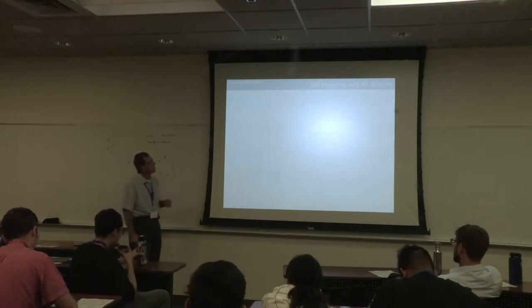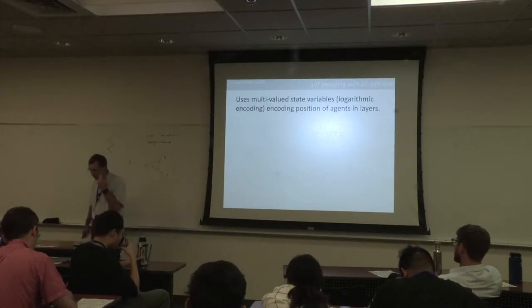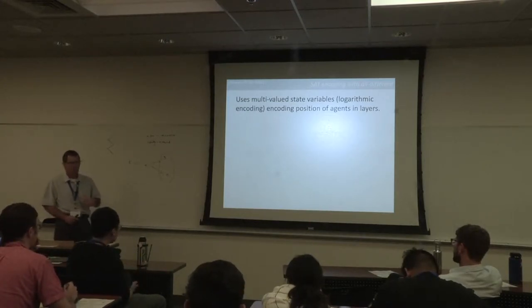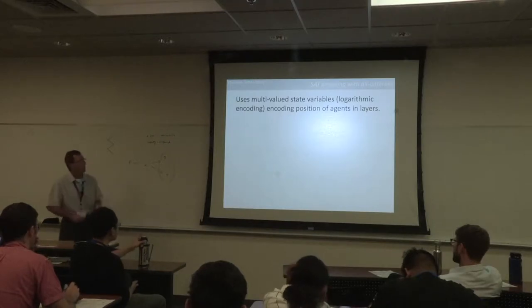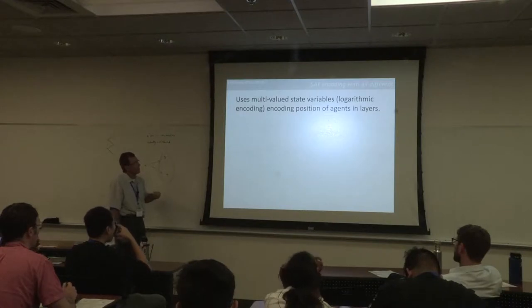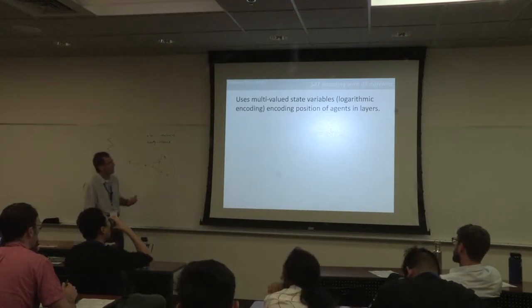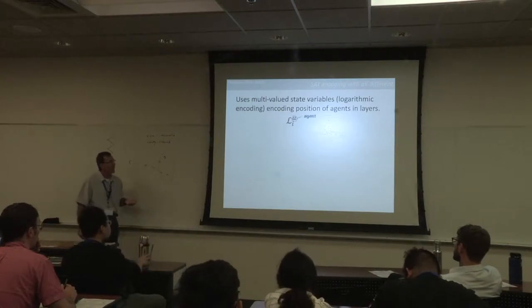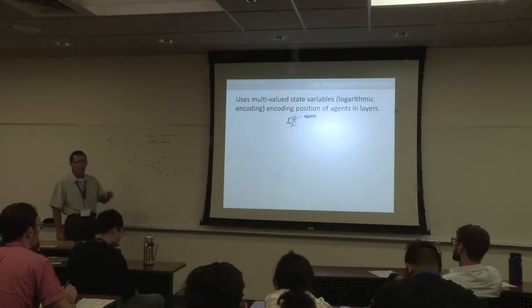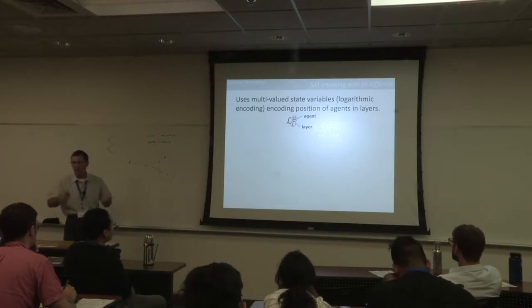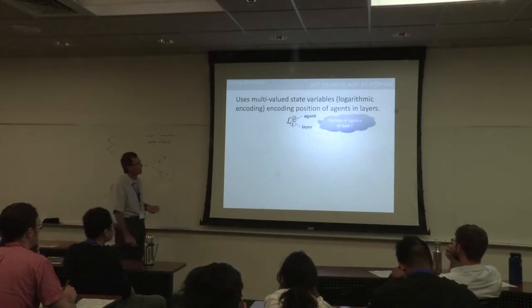So let me start with one of the first encodings by Pavel Surynek, which is actually not using Boolean variables, but it's using multi-valued state variables, where each variable describes a position of an agent in the graph. So the variable looks like this. We have two indexes, agent and layer, and the value of this variable is the number of the node where the agent is located, okay?